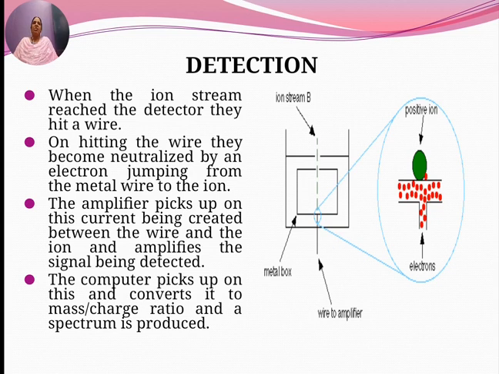So in the detection system, the ion stream reaches a detector and hits a wire. On hitting the wire, they become neutralized by an electron jumping from the metal wire to the ion. The amplifier picks up on this current being created between the wire and the ion and amplifies the signal being detected. The computer picks up on this and converts it to mass to charge ratio, and a spectrum is produced.